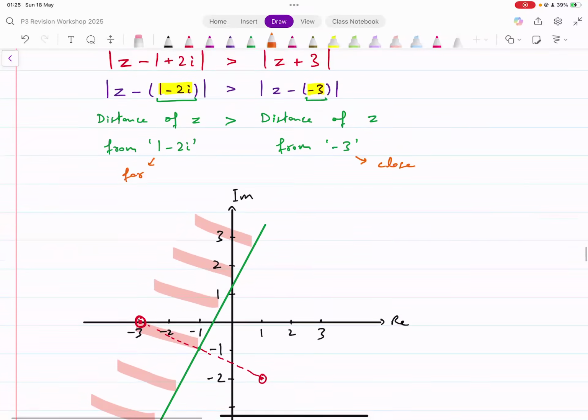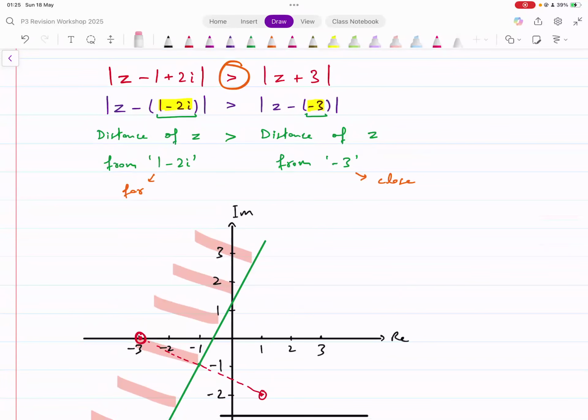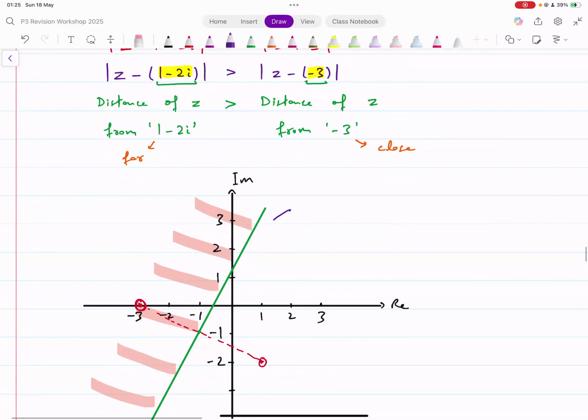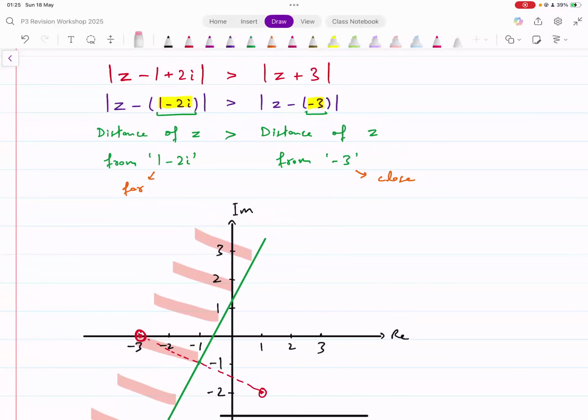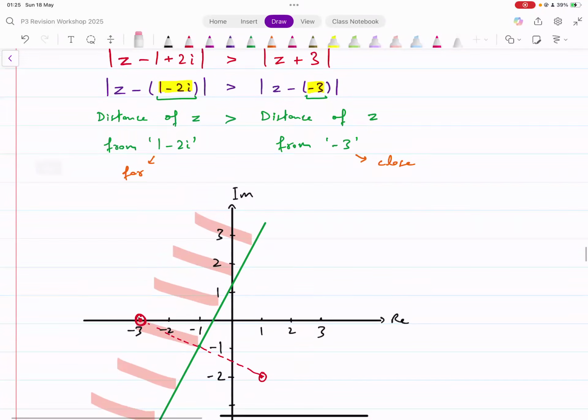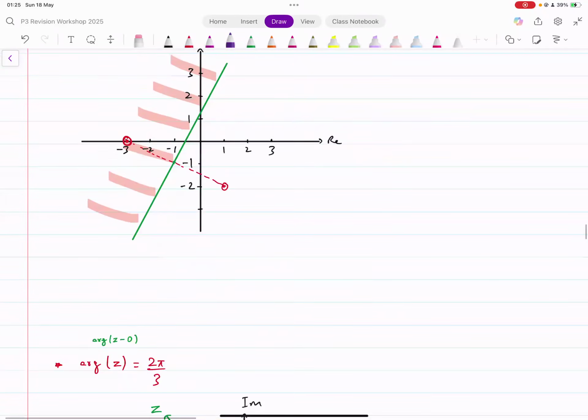Okay. Now it's a strict inequality. You could draw a dotted line here as well because the points on the line are not included. However, in A-levels, they don't deduct marks for that. If you have greater than or greater than or equal to, both of them are normally dealt with the same way. It doesn't make any difference.